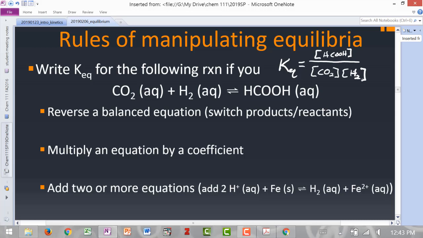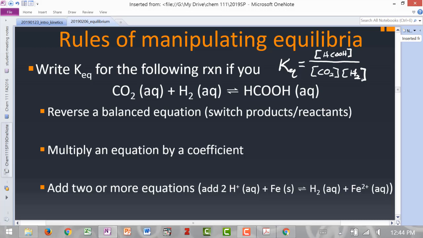Products over reactants, no problem. You ever do Hess's law? Yes. Me too. Sometimes when you're doing Hess's law, you have to reverse an equation or manipulate it in some way, add a coefficient, add them together. That's what we're doing here, except instead of delta H's, we're going to do it with equilibrium constants. If I reverse a balanced equation, that is, if I switch the products and reactants, I could write HCOOH is in equilibrium with CO2 and H2. Switch my perspective.